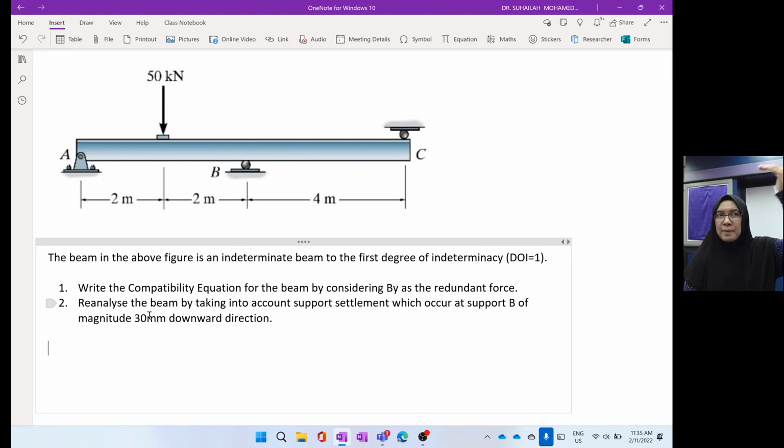Okay, at the very top is clear, reaction. Below is the reaction redundant, right? Okay, redundant. We determine redundant using compatibility equation. So what is the compatibility equation? What is inside? What is the symbol that we use in the compatibility equation? Delta B naught, and one more, FBB. So FBB and delta B naught, what is this?